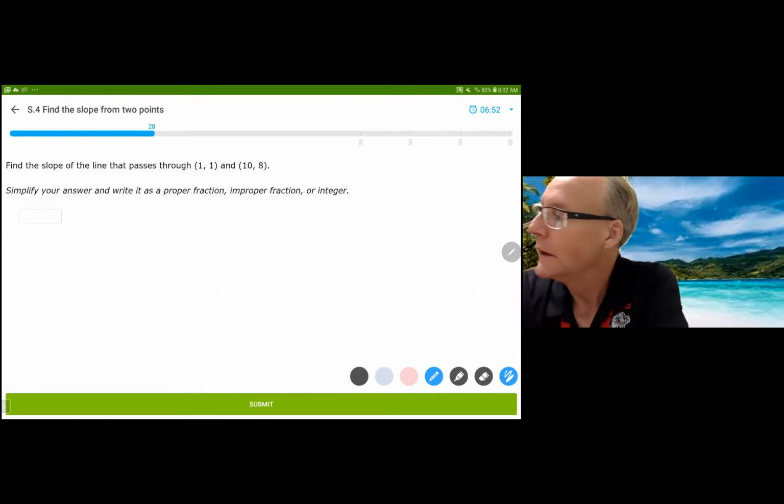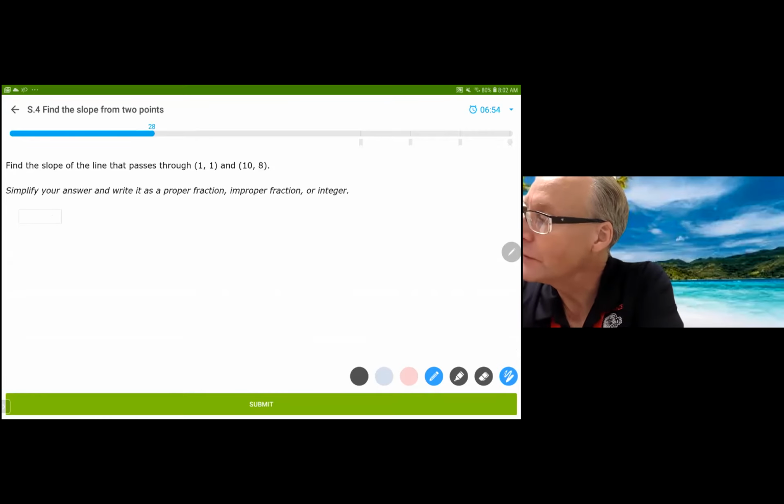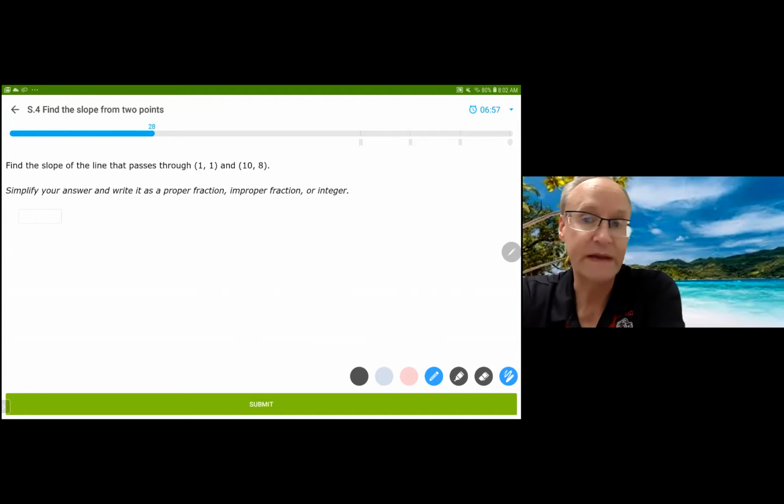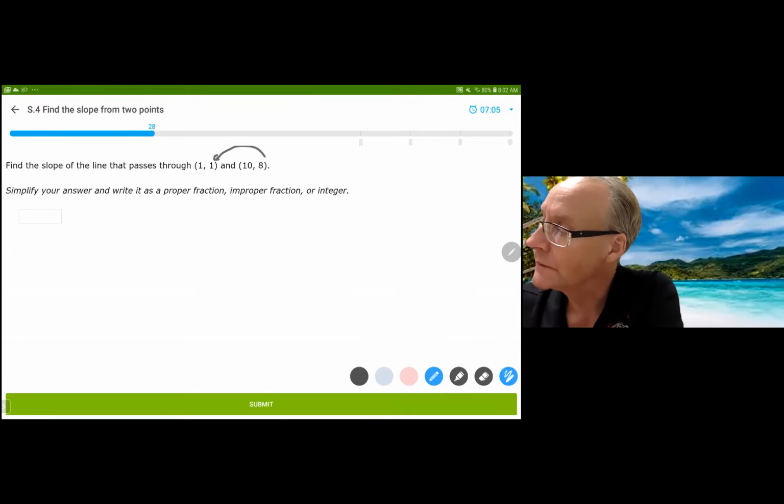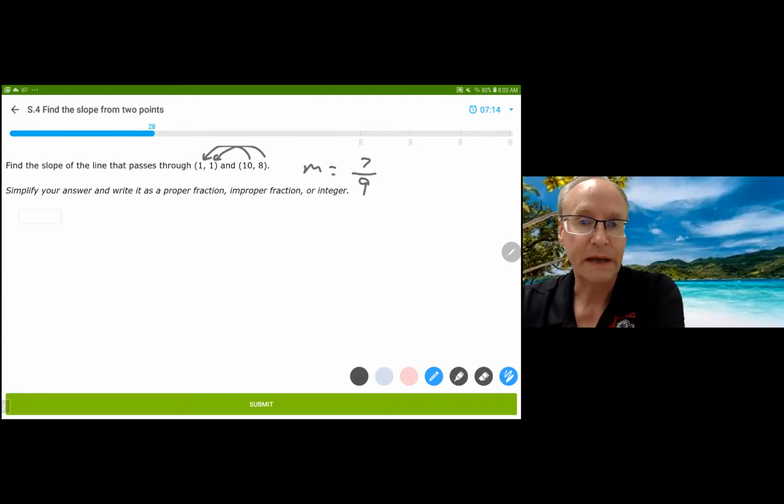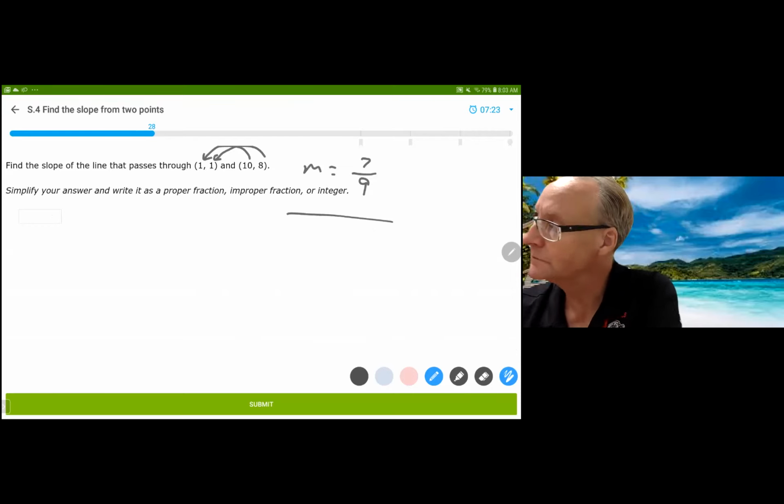So let's see. That one is going to be 7 over 9. Done. It should be that easy for you. Look, 8 minus 1 is 7. 10 minus 1 is 9. There you have it. 7 over 9. Now, the bad news is you can't really write that as a decimal because it's 0.77777777. So it's better to just write it as a fraction.